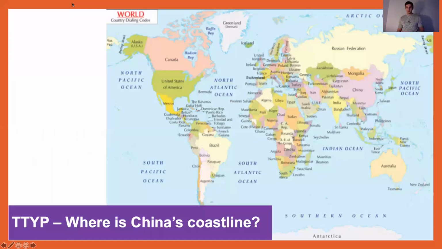Now let's compare it to a different country. Here is a map of the world. Here's the United Kingdom here, an island, and we've just said that it has a coastline all the way around it. Here is China. If you follow my mouse here, you'll see China. I want you to have a good look. I'm going to give you 10 seconds to think in a second. What do you notice about China's coastland that's different to our coastland? Our coastline goes all the way around. Have 10 seconds to think.